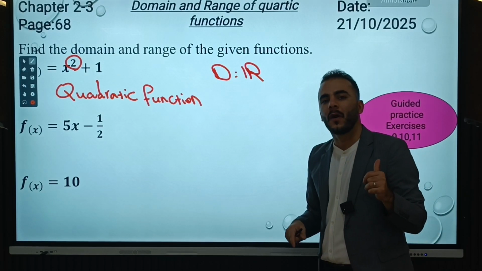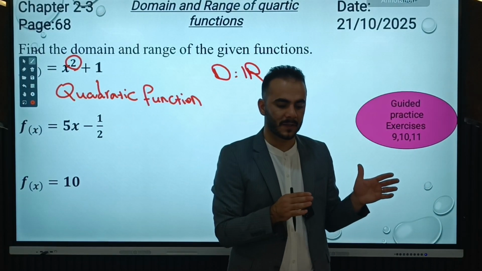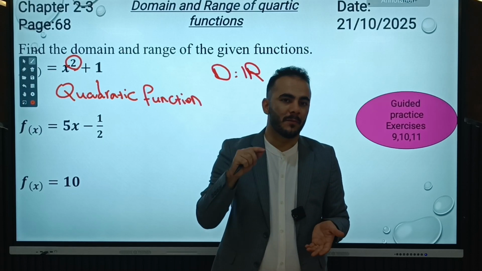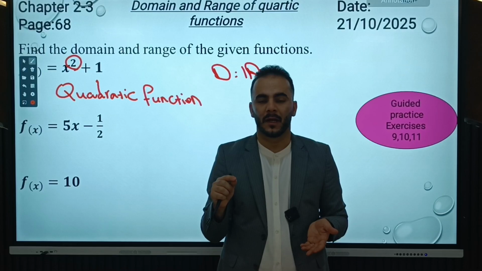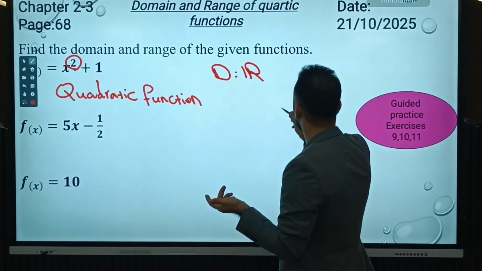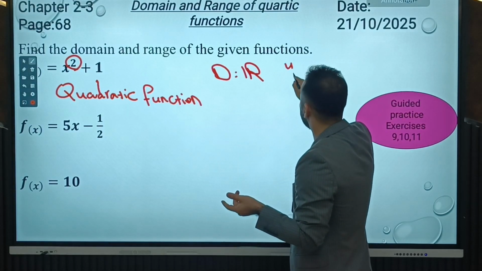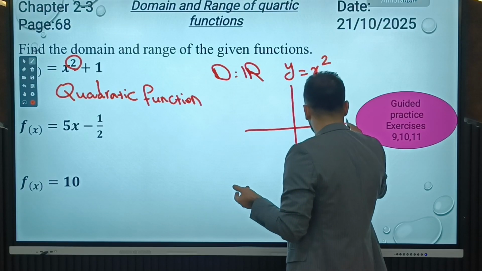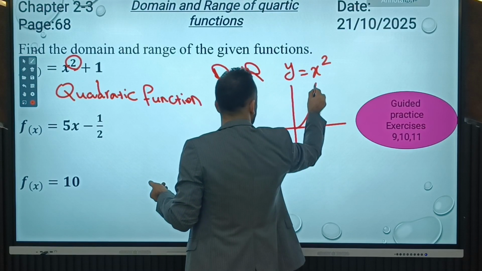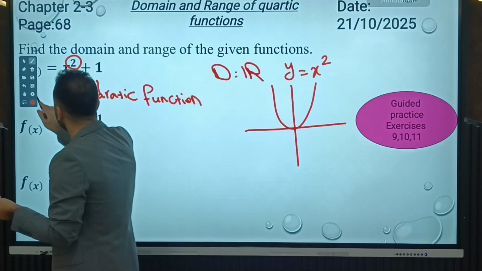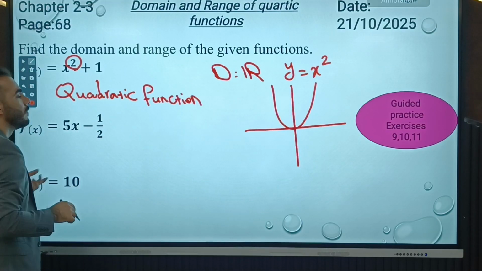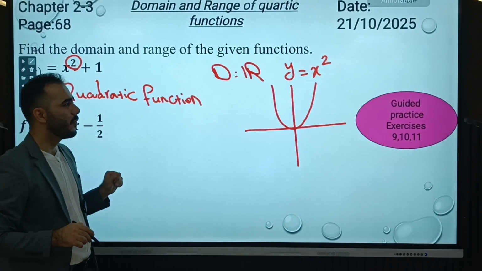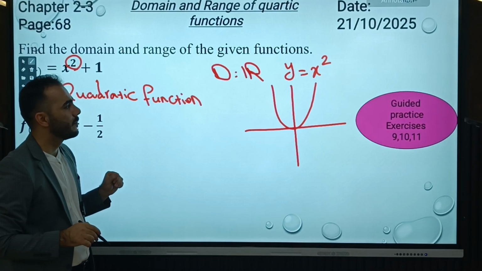We said that we had a table for transforming like the parent function. So the parent function of a quadratic function is y equals x squared, and its graph is something like this. That is the parent function for the quadratic function. In case you want to do it by the transformation method, you can just go ahead in this way. Otherwise, you can use point plotting methods.